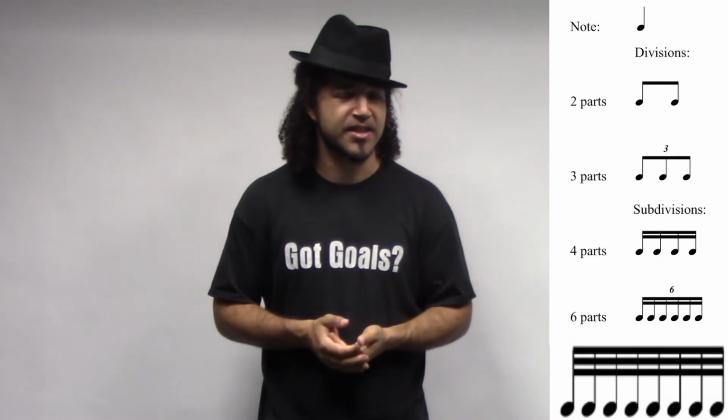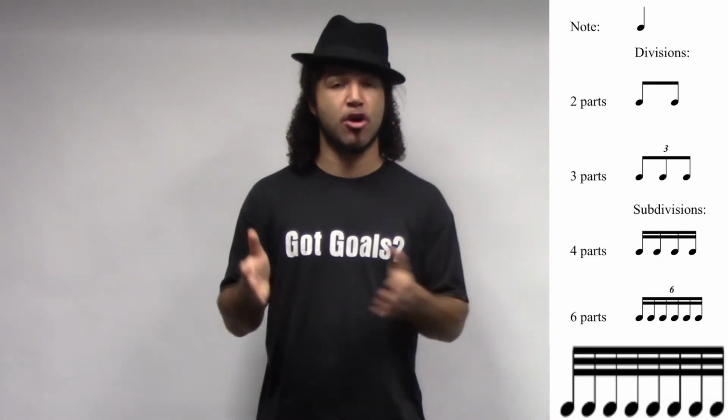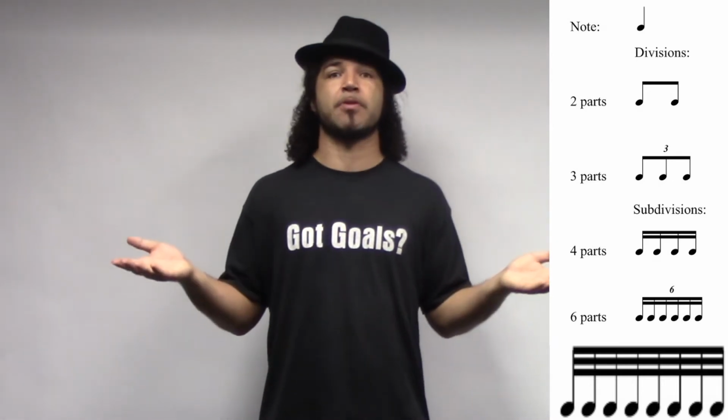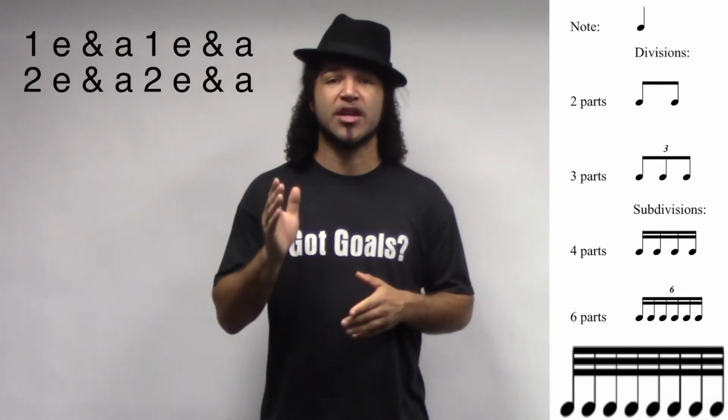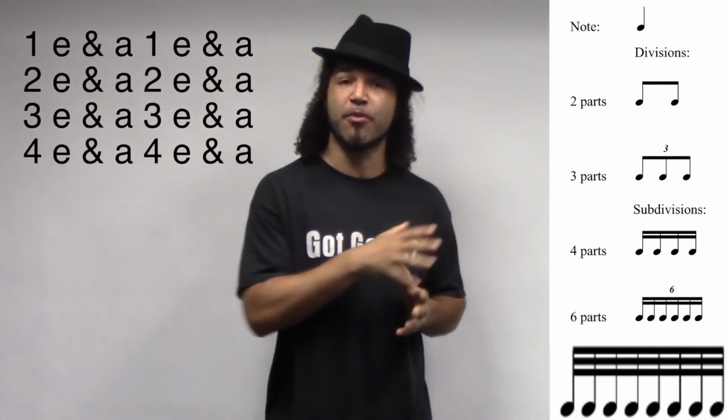The final note is twice as fast as the 16th note, and this is what a lot of rappers call chopping or rap god level. 1 E and a, 1 E and a, 2 E and a, 2 E and a, 3 E and a, 3 E and a, 4 E and a, 4 E and a.